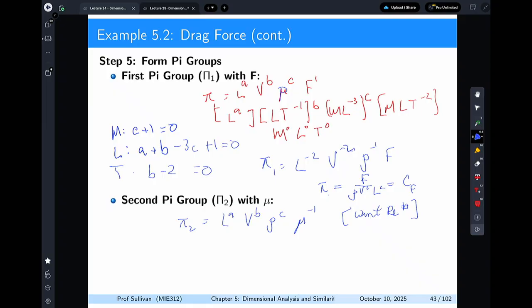So again, same thing over here. What I'm trying to do is, in the first one I have F, in the second one I have mu, and I already know what I'm going to get. I'm going to get the Reynolds number. Then what will happen is that the mu, in this case, if I set it to 1, will be on top. I don't want to have it on top. I want it on the bottom. So I set it to minus 1 to start.